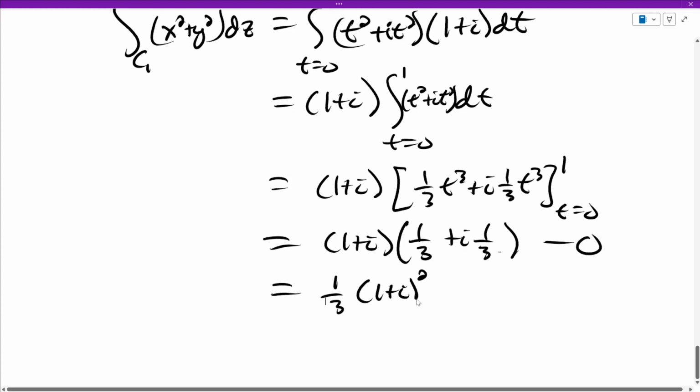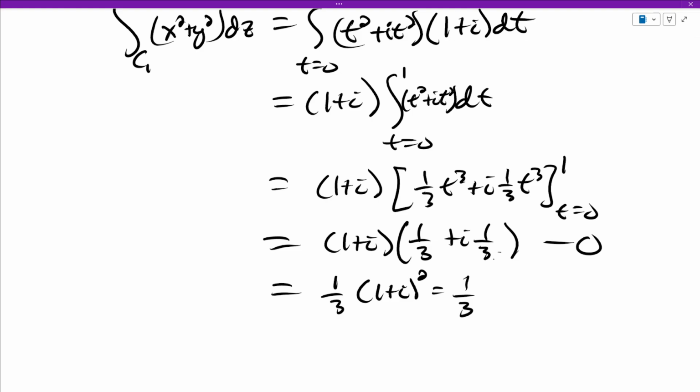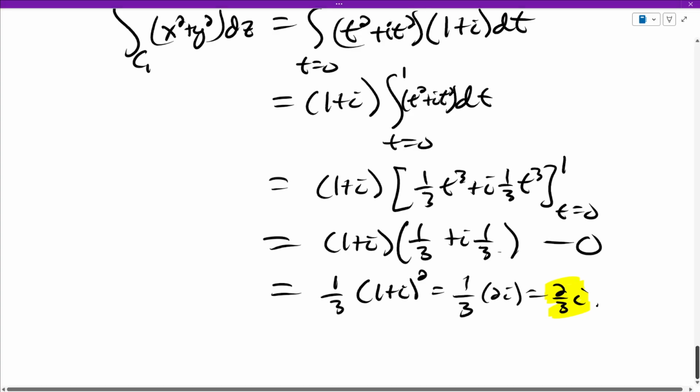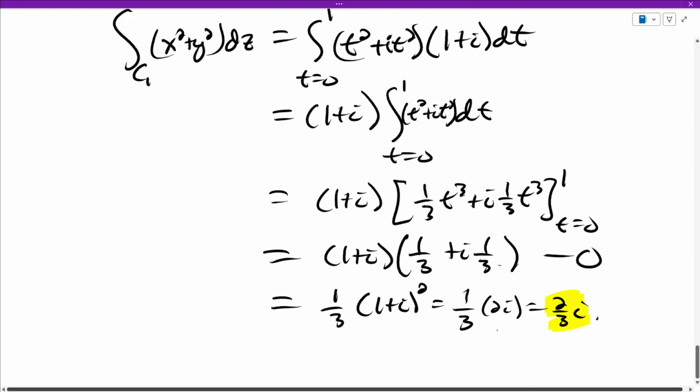But let's see. When we square 1 plus I squared, I believe what we'll find is that's going to be 2I, so we get 2/3 I. All right, sorry for the mistakes. Okay, cool. So that's the first integral. Now let's do the second. So C2.